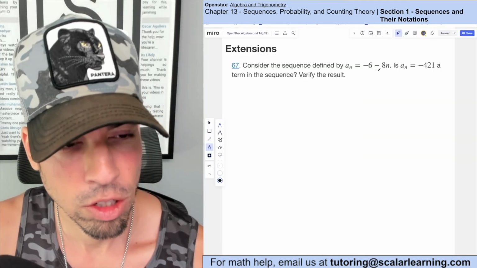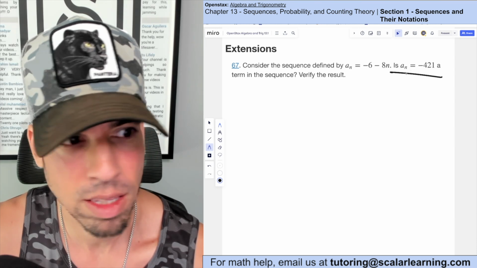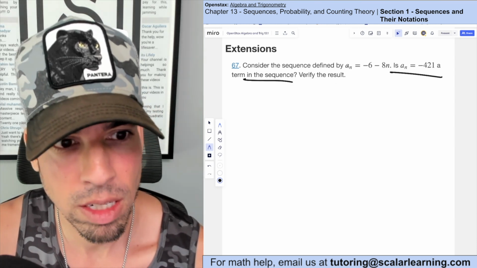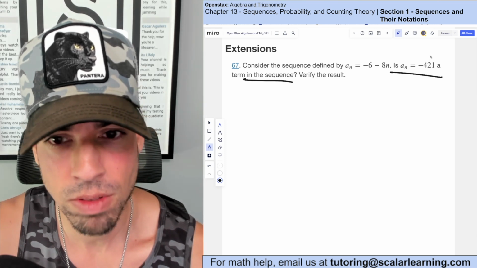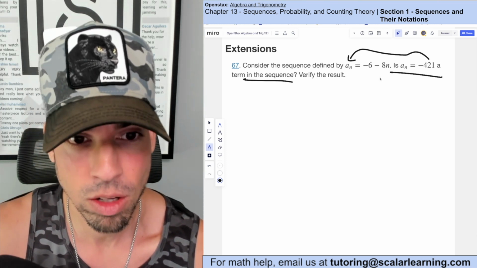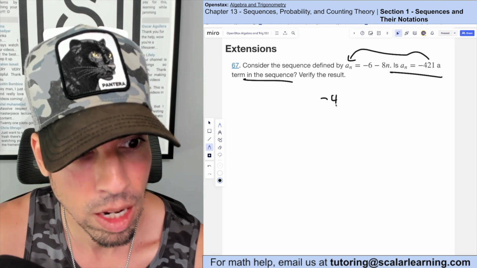Done. Consider the sequence defined by a sub n equals -6 minus 8n. Is this a term in the sequence? Okay. So this is an explicit formula. So to figure out if this is a term in the sequence, we're going to plug this in and see if we get a nice integer value for n. It's got to be a positive integer value. Okay, so let's check it out.